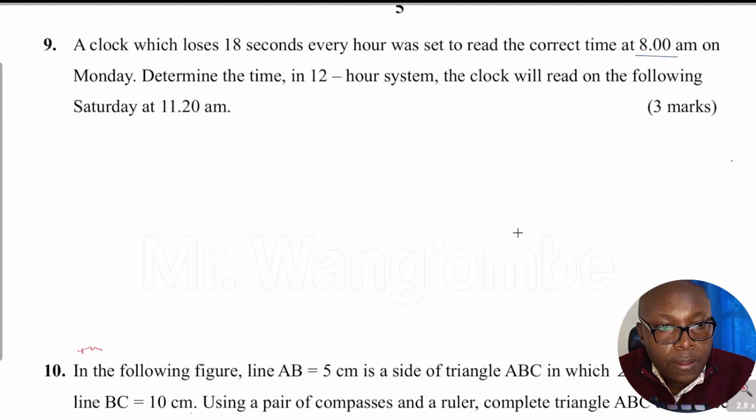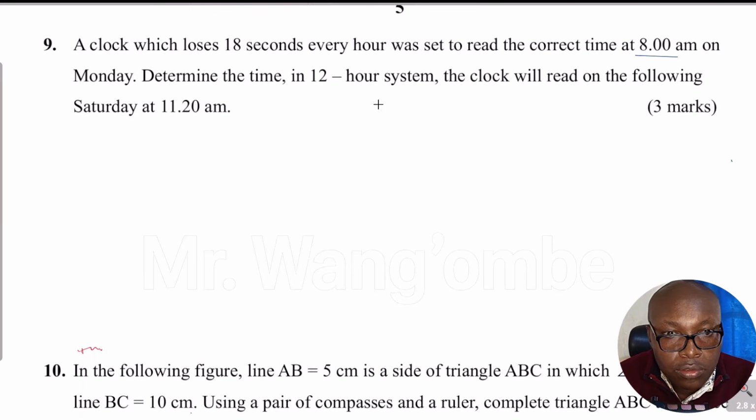Question 9. A clock which loses 18 seconds every hour was set to read the correct time at 8 a.m. on Monday. Determine the time in 12-hour system the clock will read on the following Saturday at 11:20 a.m. So that is a question.